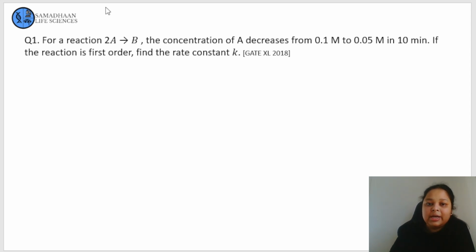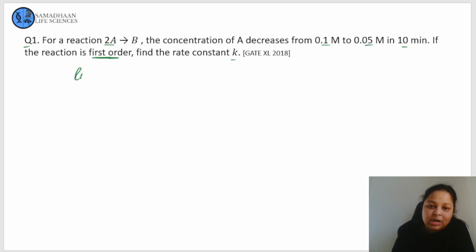Now let's take an example from your previous year questions. For this first question, for a reaction 2A to B, the concentration of A decreases from 0.1 molar to 0.05 molar in 10 minutes. If the reaction is first order, find the rate constant k. Now in the question it's mentioned that the reaction is first order, but the reaction is written as 2A to B. So don't get confused. Only consider what's written in the question.